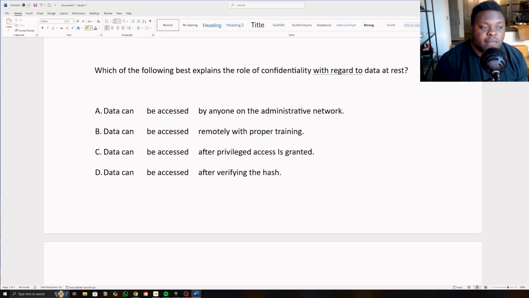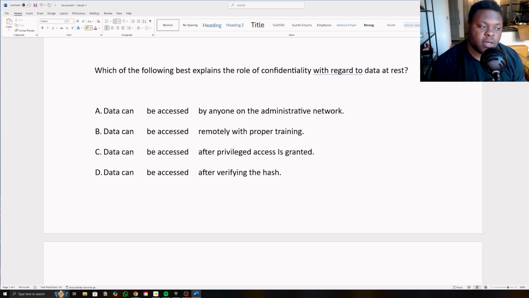Moving along, which of the following best explains the role of confidentiality with regard to data at rest? We know based off our studies that confidentiality is a core principle, and it is achieved through encryption, access controls, and permissions. So we want to make sure that we're using those things with regard to data at rest.